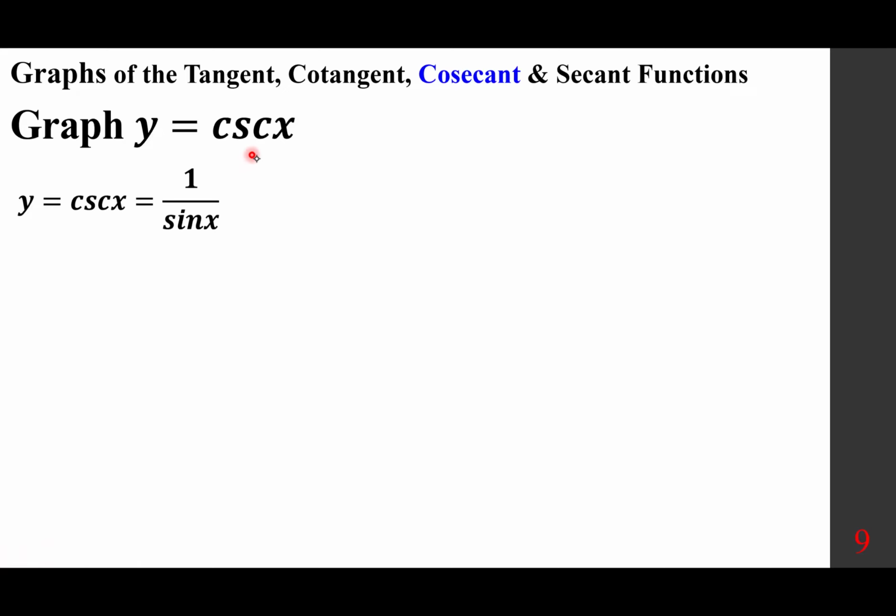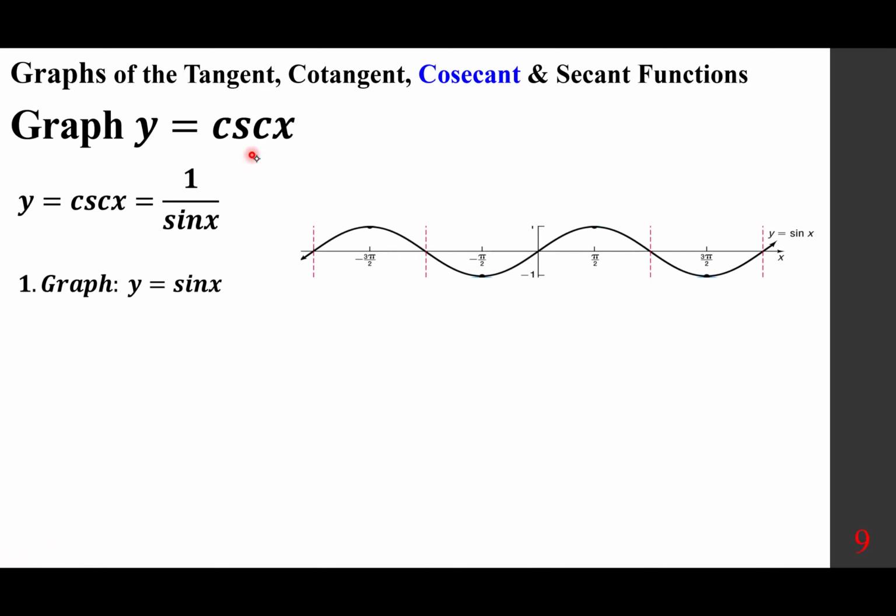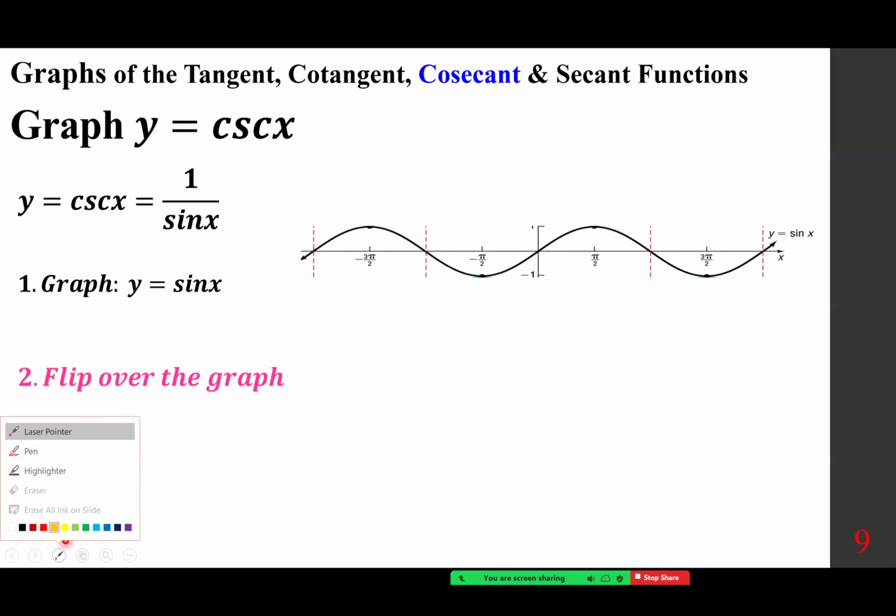We know it's 1 over sine x. So we are going to graph y equals sine x. That's all, and we know how it looks. So that's the graph of y equals sine x. Then flip it over, meaning this becomes that, just for the sake of argument, and I'm going to erase it.